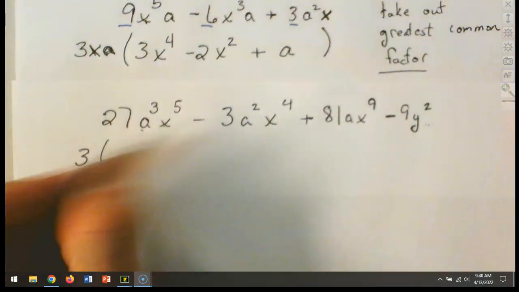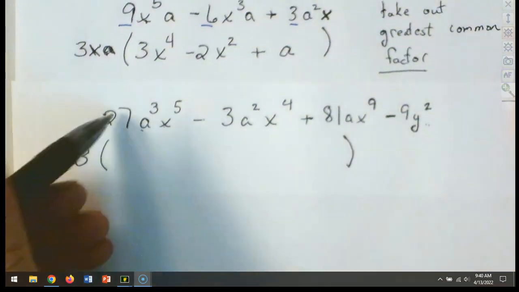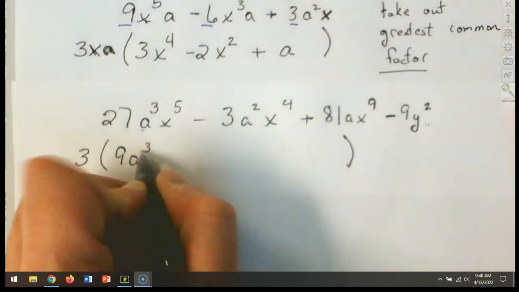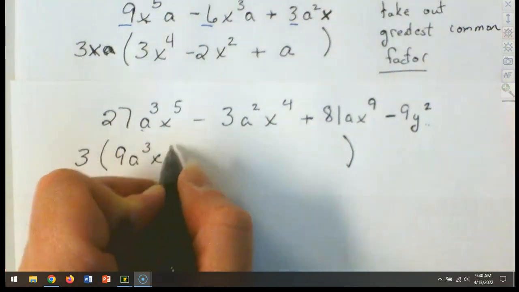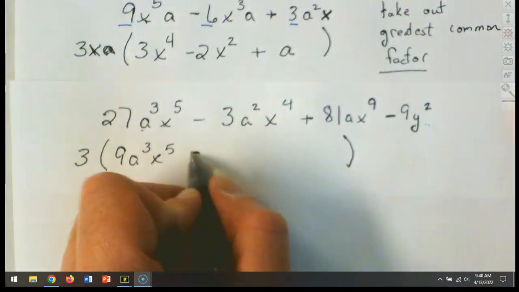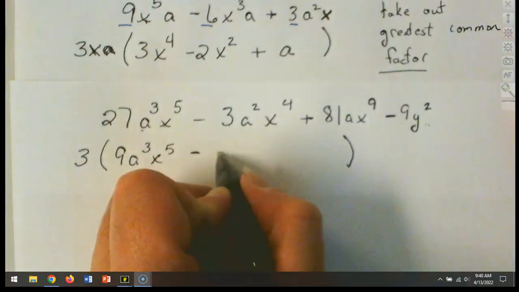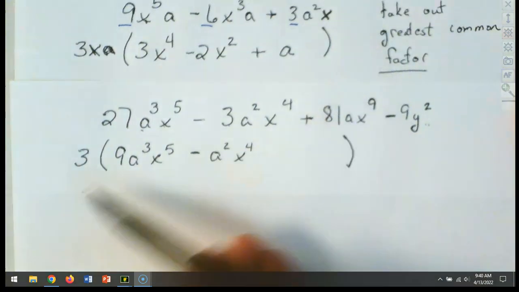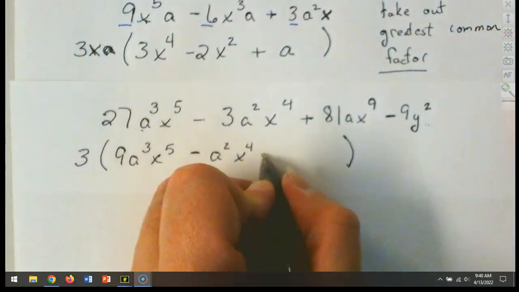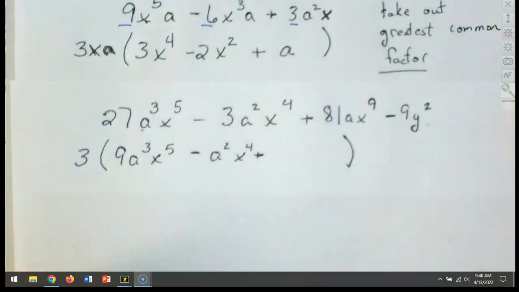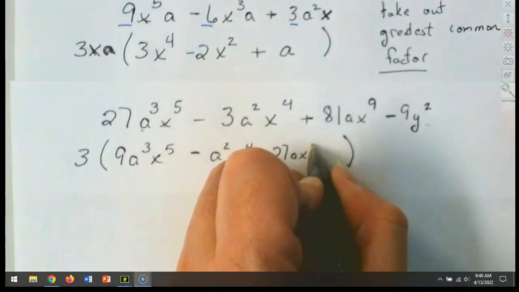Now we just simply divide again. 27 divided by 3. 9. Nothing else comes out, so it gets copied as a cubed x to the 5th. 3 divided by 3 is 1. We don't have to write the 1, but we do need to bring the negative down. And that's a minus, and that's a squared, x to the 4th. 81 divided by 3 is going to give you a 27 there. Sorry about that. And that's going to be a x to the 9th.